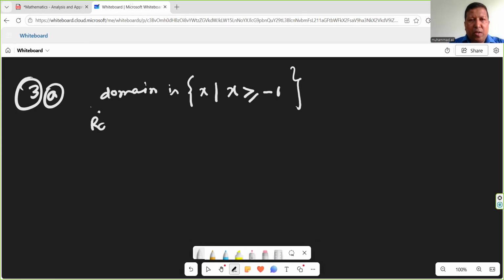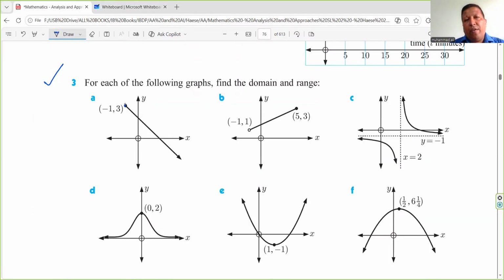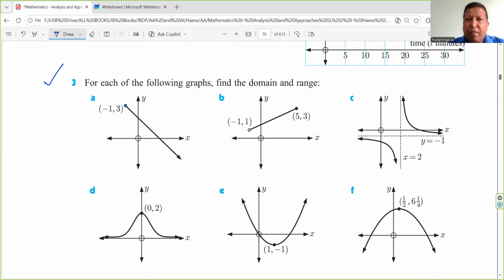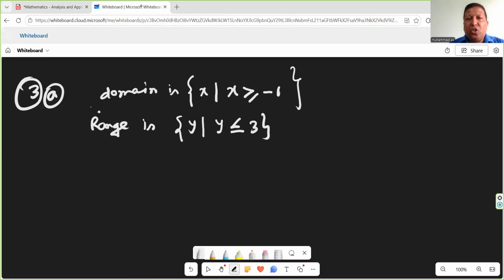And the range is y. If you observe here, the y value is 3 and the other y values are less than 3, and 3 is included. So you can say the range is {y such that y ≤ 3}, because it started from 3 and all y values are less than 3, up to infinity.